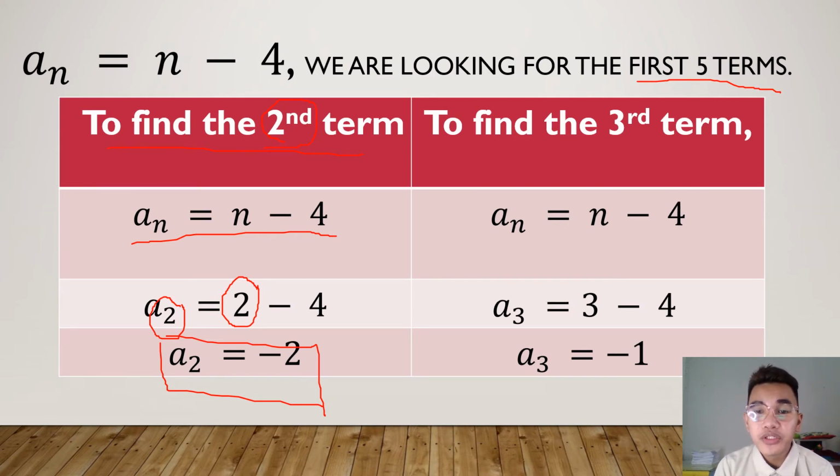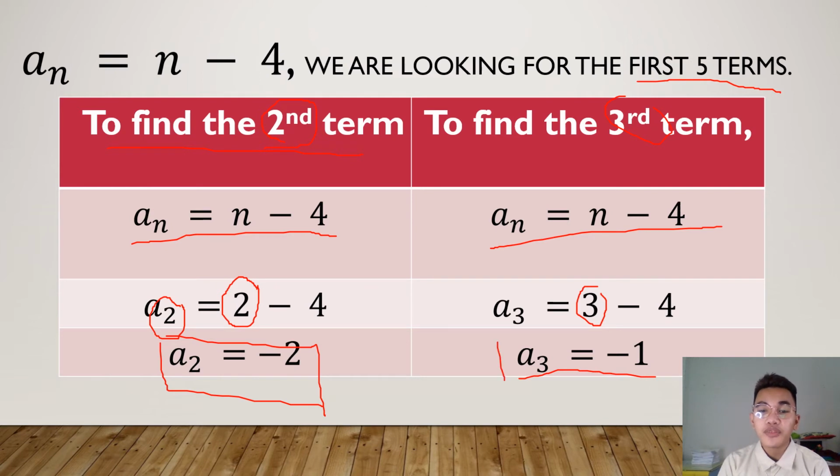And also in the third term, use again the formula and substitute. Substitute 3 for n, because we are looking for the third term. So a sub 3 is equal to 3 minus 4. So a sub 3 is equal to negative 1. So the third term of the sequence is negative 1.